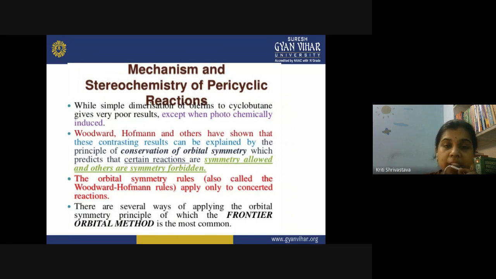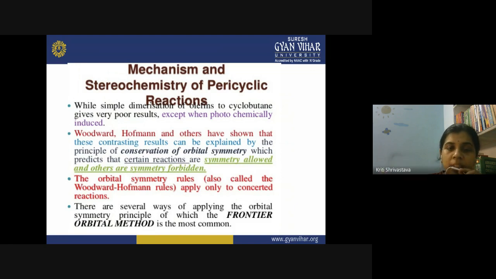But when the same reaction is carried out photochemically by providing light, by giving photons, such photochemically induced reaction give very good result in case of simple dimerization of olefin. So it says that this reaction is not proceeding via any simple mechanism. It involves certain factors which are not dependent on the type of solvent, on the type of molecule. They depend on certain other factors. So this was also a type of pericyclic reaction.